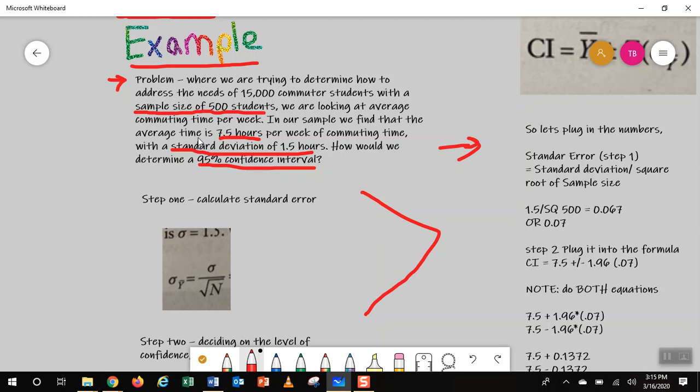We are looking at an average commuting time per week. In our sample, we find that the average time is 7.5 hours commute time per week with a standard deviation of 1.5 hours. So the question is, how would we determine a 95% confidence interval? Basically asking, how likely is it that we got it right, with 95% confidence, that we got it within this range? Okay, so we're going to go ahead and do step one, and I'll show you what that looks like.